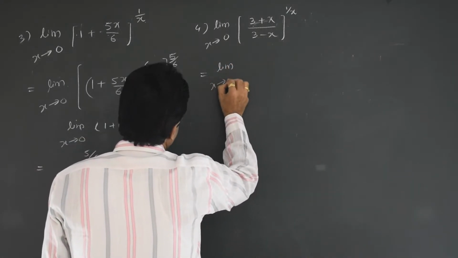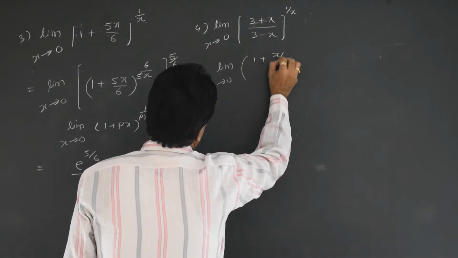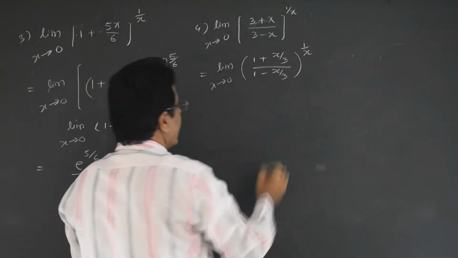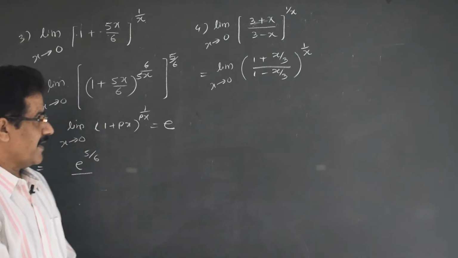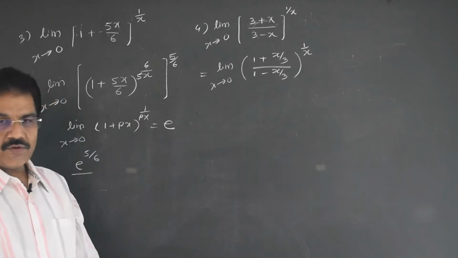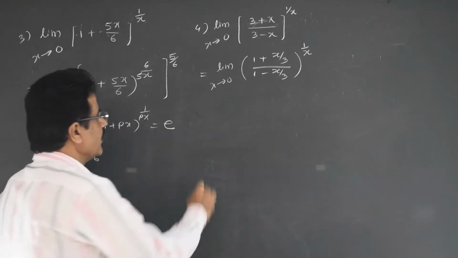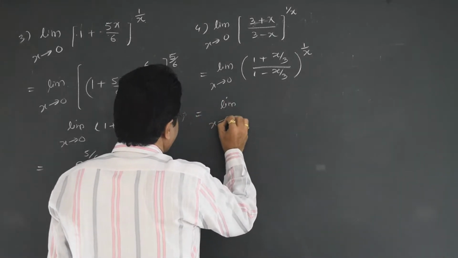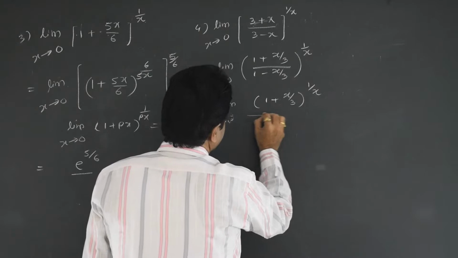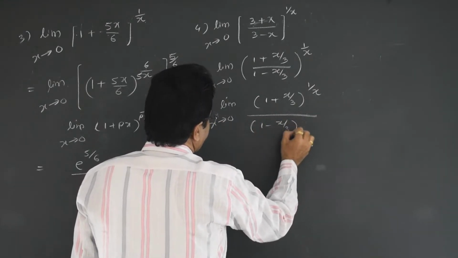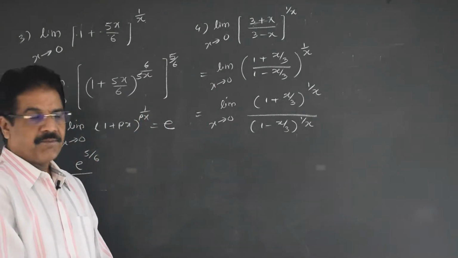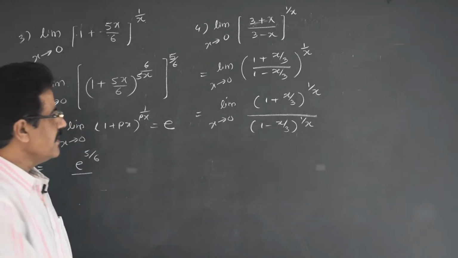So limits as x tends to 0, it will be (1 plus x upon 3) upon (1 minus x upon 3) whole bracket raised to 1 upon x. Now the next adjustment: if it is x upon 3, it means the value of p is 1 by 3, and therefore we are going to do a separate adjustment for numerator and denominator, and for that I would like to separate the terms in this manner. So (1 plus x upon 3) bracket raised to 1 upon x upon (1 minus x upon 3) bracket raised to 1 upon x. Now in the next step we will adjust that p value, means 1 by 3 value, in the index in this manner.